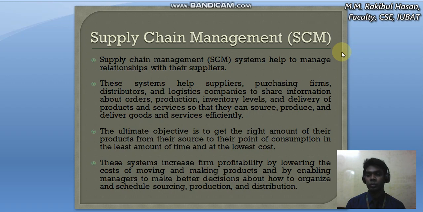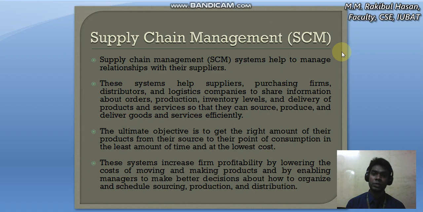And what is the main objective of the business, the main goal of the business? The main goal of the business is to maximize the profit. So if all the parts, all the stakeholders, are not working properly, then you will not be able to achieve your business goal. You will not be able to maximize your profit. That's why you need this supply chain management system.